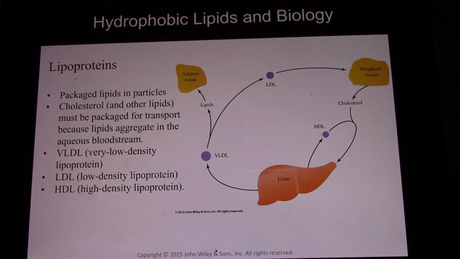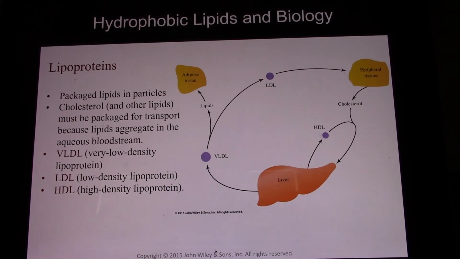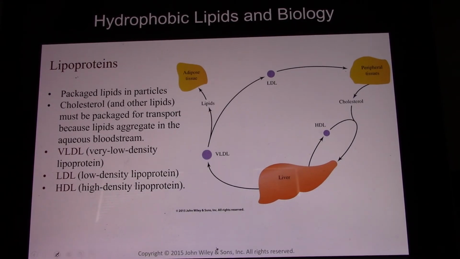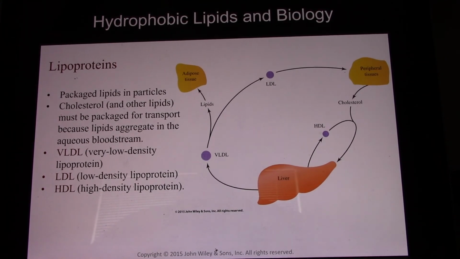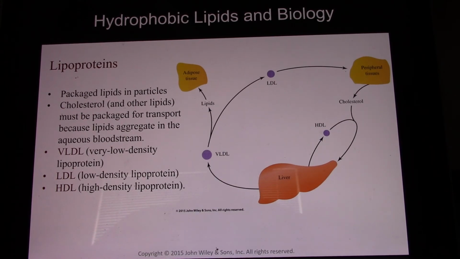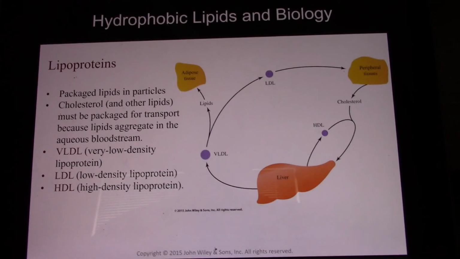Lipoproteins. Here we have proteins that move around cholesterol. This is when you hear the terms good cholesterol or bad cholesterol. There's really only one cholesterol. It's cholesterol. Good and bad deals with low density and high density lipoproteins.